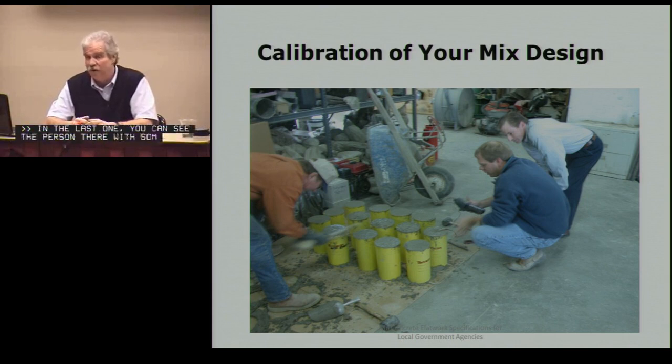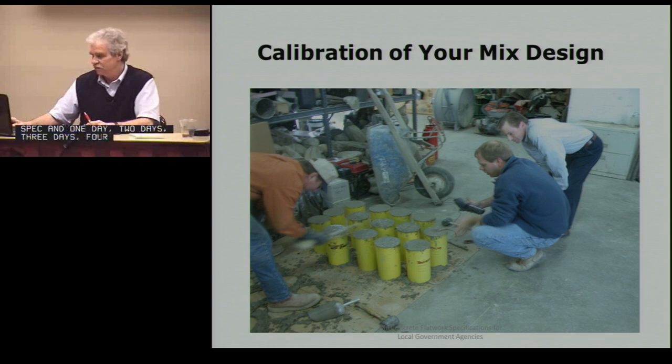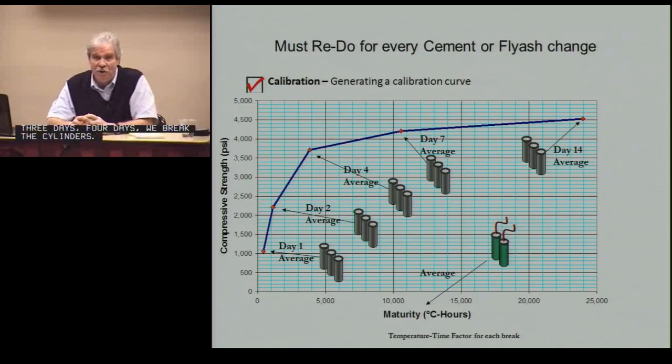You put a probe in there, and then when you break a cylinder, you read that probe. And it really takes 3 cylinders to get a strength. So as you break cylinders at specific times, which we set up in the spec, at 1 day, 2 days, 3 days, 4 days, we break the cylinders, and as we do, we get the day 1 average.